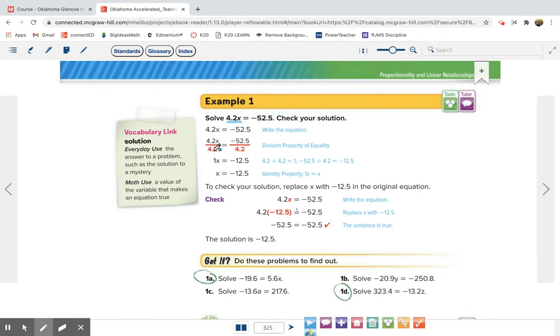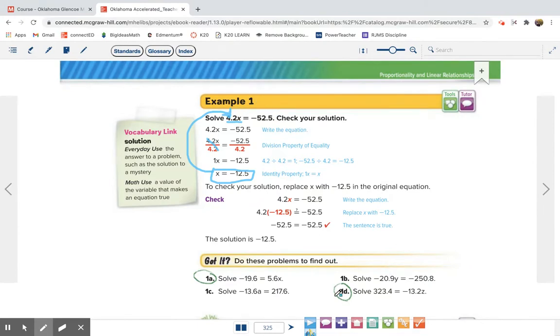Anytime you do it on one side of an equation, you have to do it on the other side to keep it balanced. 4.2 divided by 4.2 is 1x, and then negative 52.5 divided by 4.2 is negative 12.5. We drop the 1 because we can see that that is 1x, and it's negative 12.5. You can always take that number and plug it back into the original equation to double check and make sure it's true. 4.2 times negative 12.5 does equal negative 52.5.